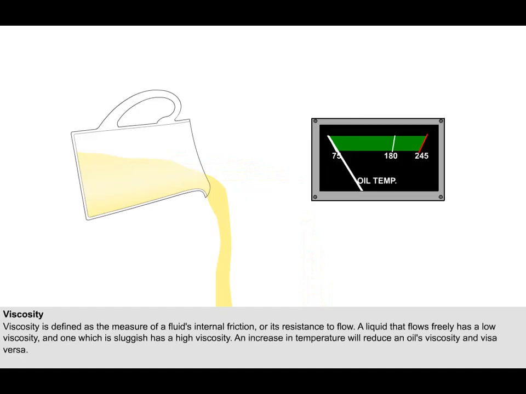Viscosity is defined as the measure of a fluid's internal friction or its resistance to flow. A liquid that flows freely has a low viscosity, thin oil, and one which is sluggish has a high viscosity, thick oil. The viscosity of an oil will change with changes in temperature. An increase in temperature will reduce an oil's viscosity and vice versa.